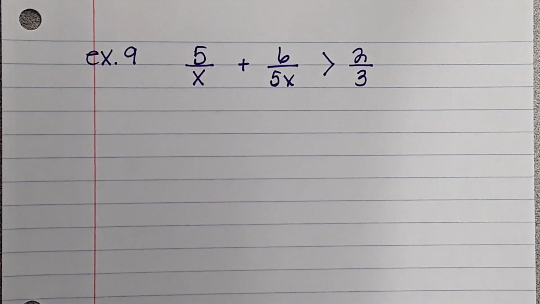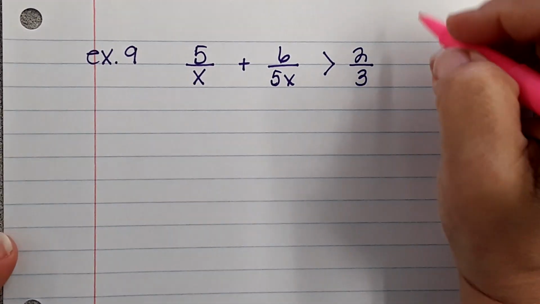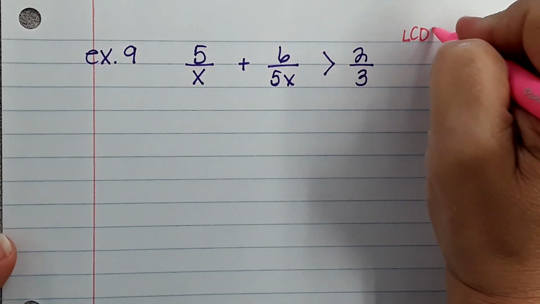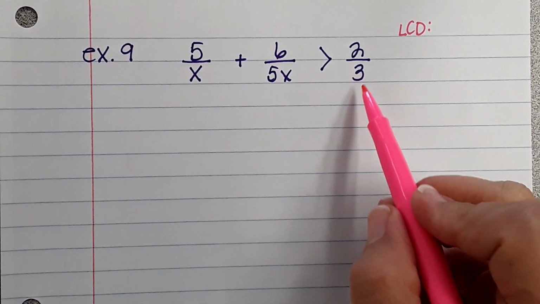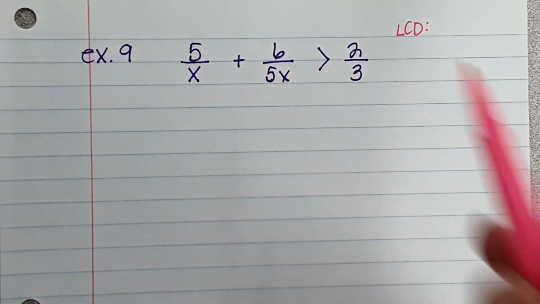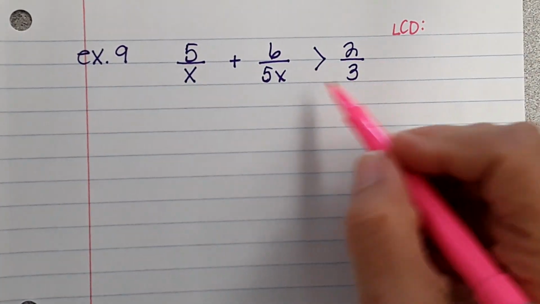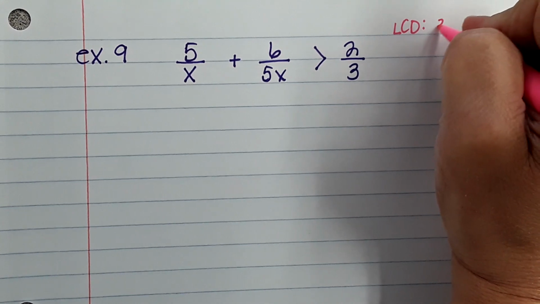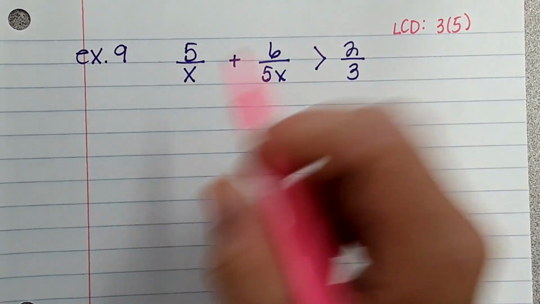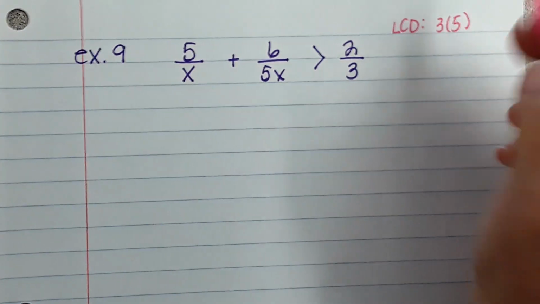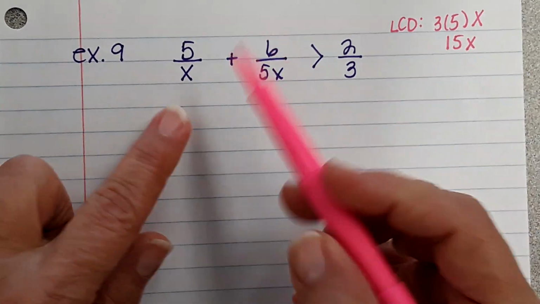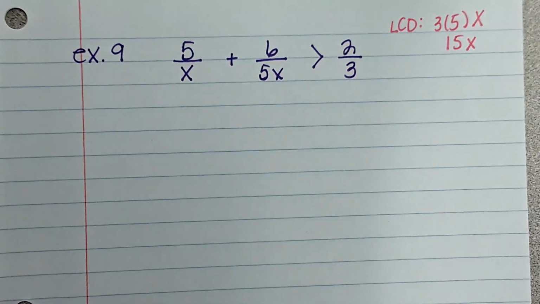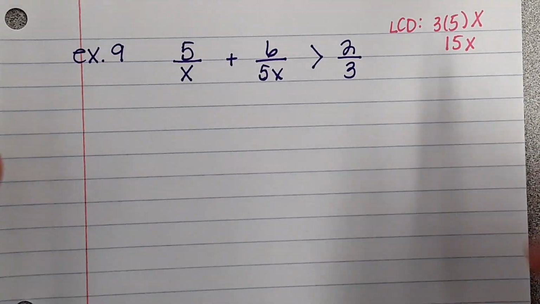So this is example 9 from 8.6. Okay, so the first thing that we have to do is find that LCD. The LCD, we're going to look at the numbers. Does 3 go into 5 evenly? So we're going to multiply 3 times 5. So the LCD is 3 times 5, and then we need one of each. We need an x. So our LCD is going to be 15x. Since this is not x squared, we only need one x. So our LCD is 15x.